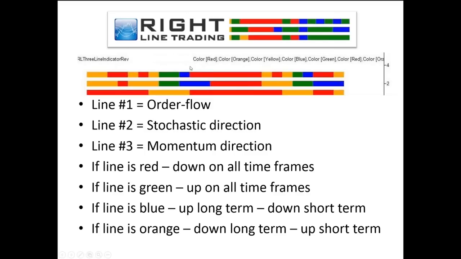But line 1 is order flow. When order flow is down on all time frames, the line is red. When it's down on higher time frames but up on shorter, it's orange. Remember, higher time frames rule. When it's up on all time frames, it's green. When it's up on longer time frames, down on shorter time frames, it's blue. Okay to take a long trade. And that's the same for order flow, stochastic, and momentum. And the 3-line analyzes all 3 of these parameters on multiple time frames.